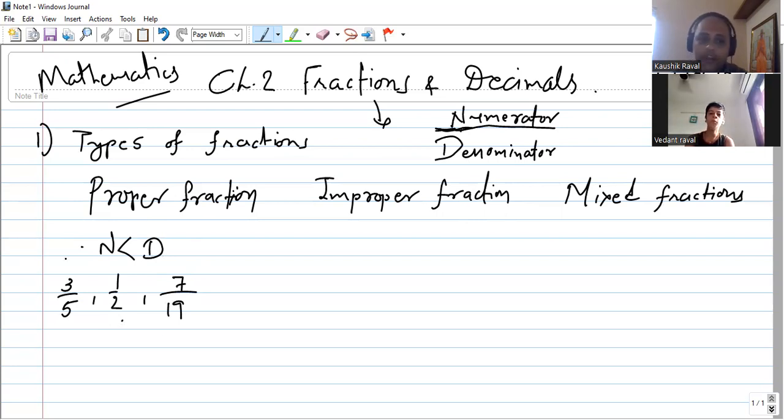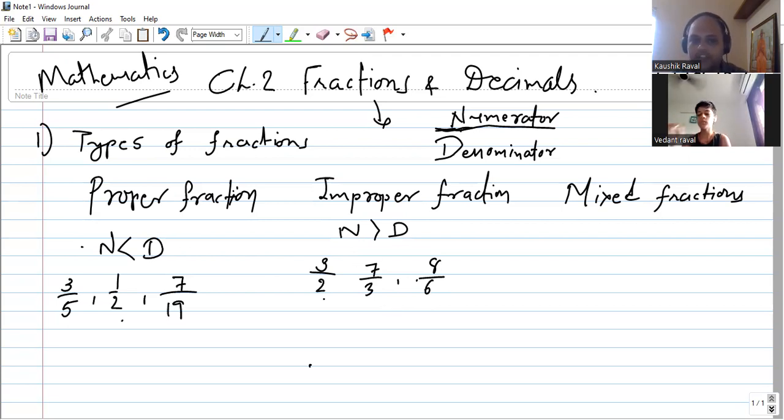Okay. What are improper fractions? Improper fractions, they will have numerator greater than denominator. Say for example 3 by 2. Okay. Or let's see 7 by 3 or 8 by, let's say, 6. Okay. So what do we do in such cases? It is still divisible by 2.